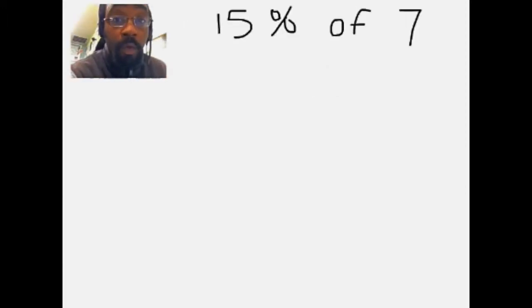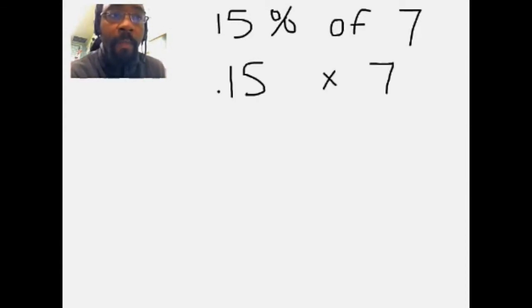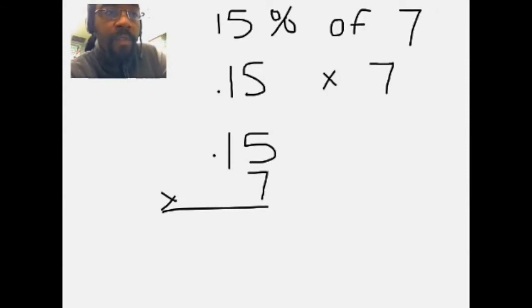Our next problem is going to be 15% of 7. You can see that this is written as 0.15 times 7. Working this math problem out, set it up vertically. 7 times 5 is 35. Carry our 3. 7 times 1 is 7 plus 3, 10. 7, 0, 10 is our answer.